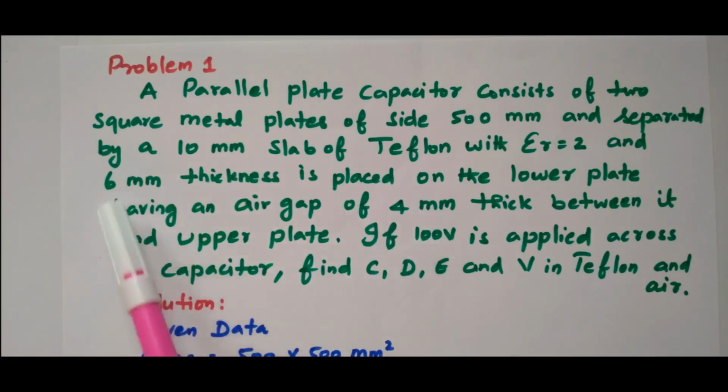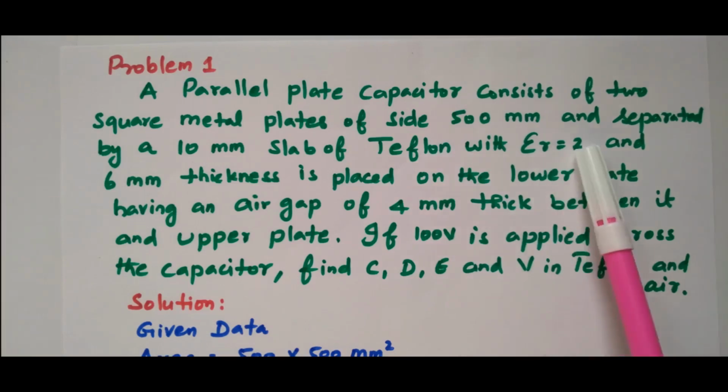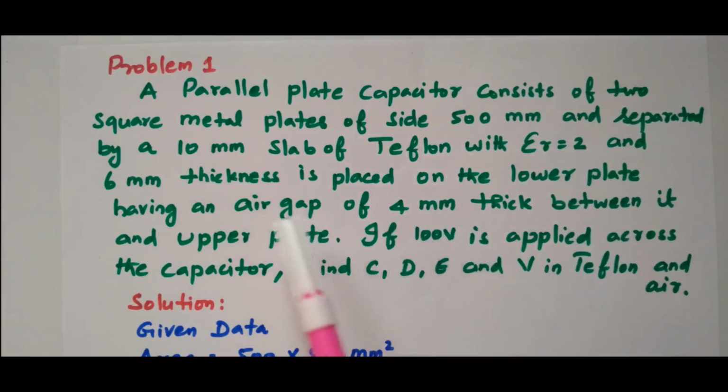So the remaining 4 millimeter will be air gap. So total 10 millimeter. Out of 10 millimeter, 6 millimeter is Teflon with epsilon r equal to 2. Remaining 4 millimeter will be air gap, right? The voltage applied is 100 volts. We need to find capacitance, displacement density, electric field intensity, and voltage in both Teflon as well as air. We need to find all these parameters for Teflon as well as air, right?